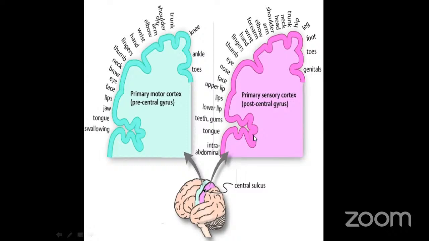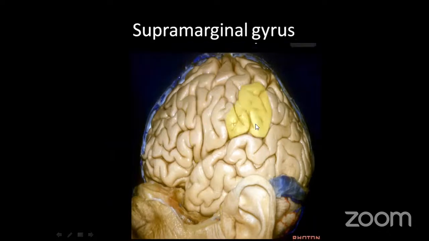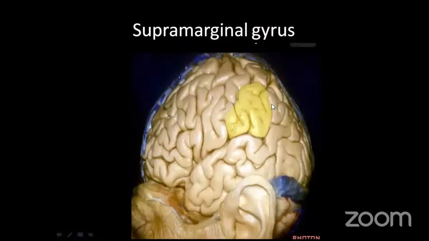Hence the representation. This is the supplementary motor area or premotor area, which deals with the planning of various motor activities. The supramarginal, you can see that it's around the Sylvian fissure, and the angular gyrus, I have not shown, it's over here.